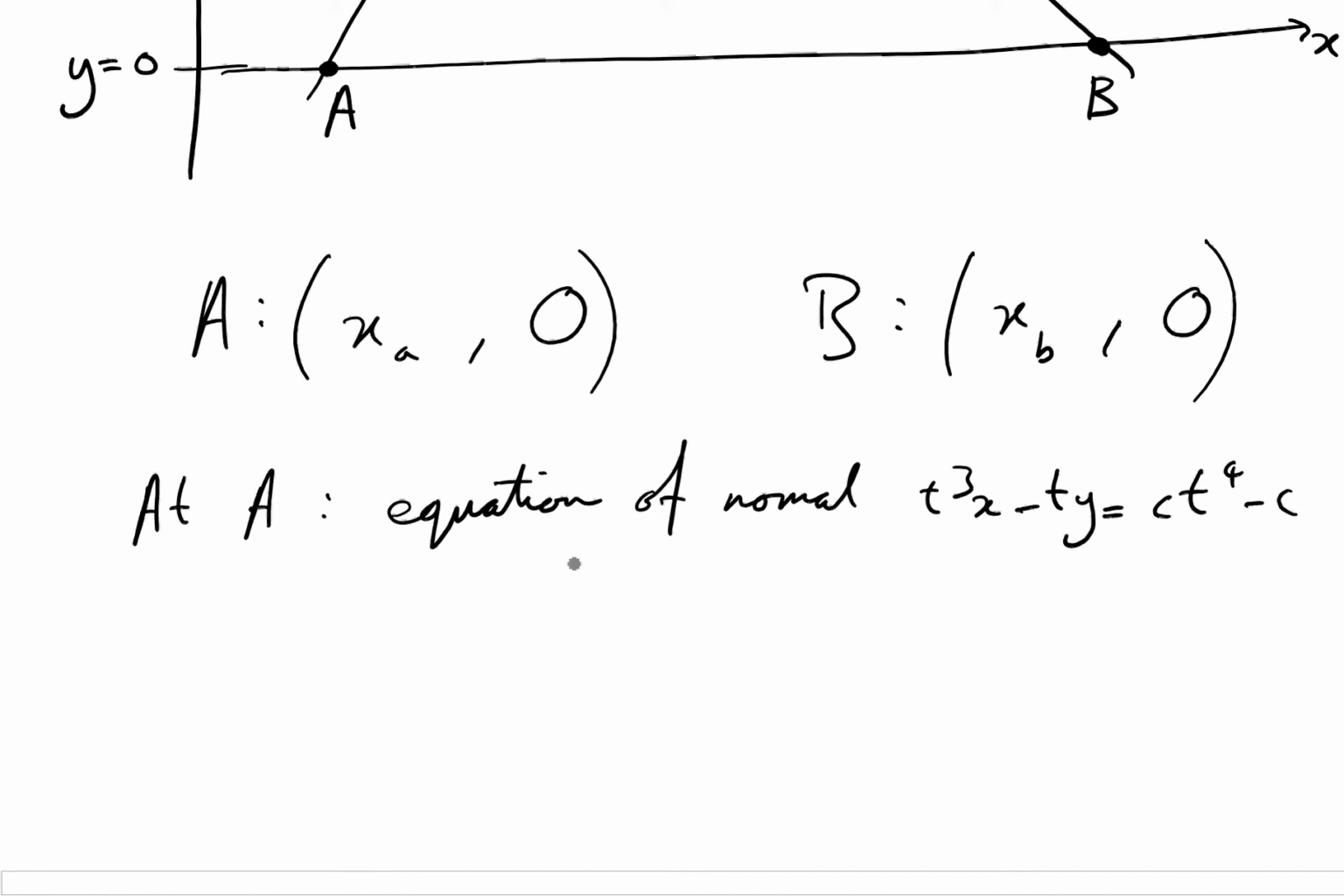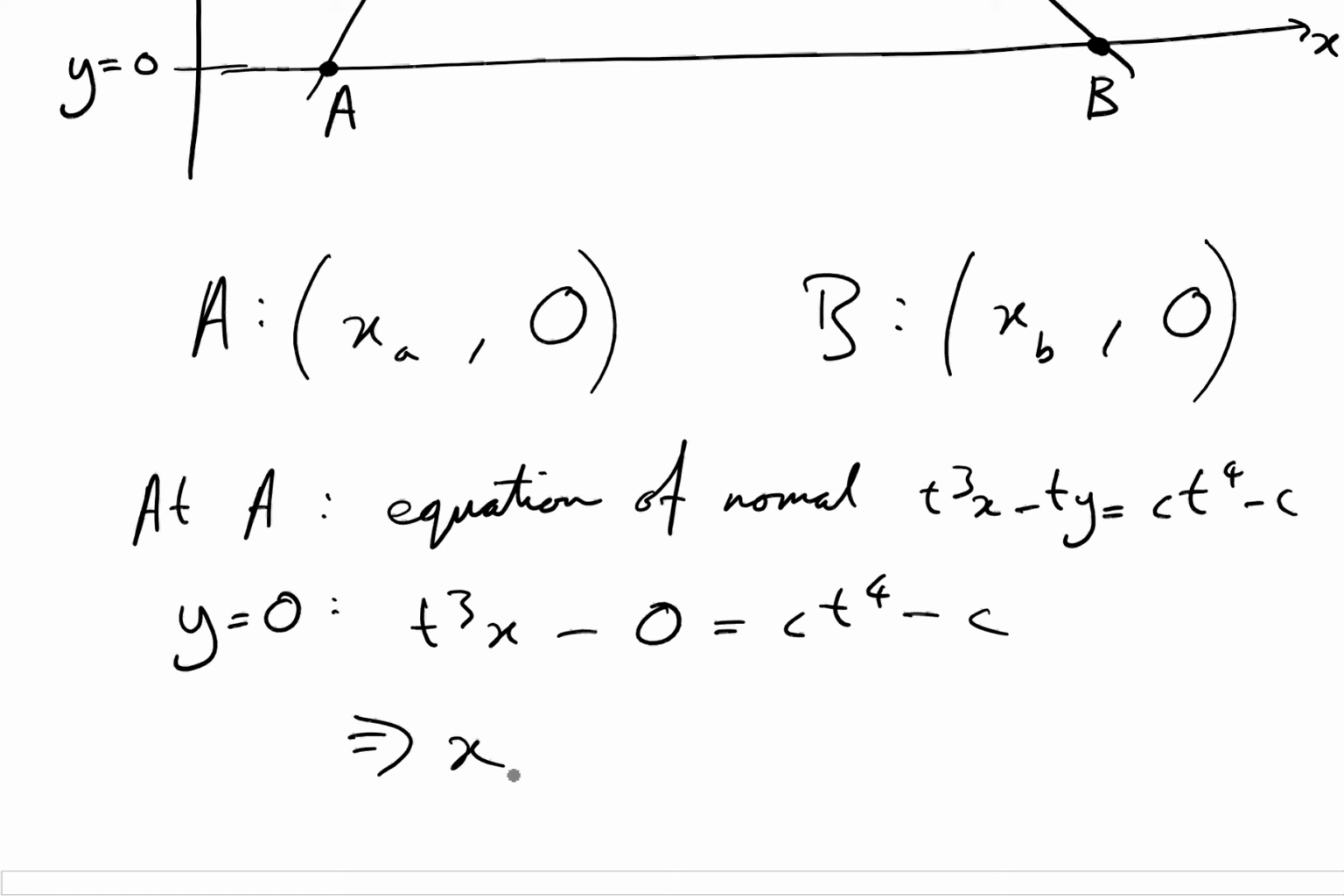So at A, on the equation of the normal, y must equal 0, because it's at A. So we sub in the y coordinate and we'll automatically get the x coordinate out, because there'll only be one unknown, since we give the answer in terms of c and t, if that makes sense. So when y equals 0, we get t cubed x, no y there, minus ty. Well, y is 0, so 0 times t is going to be 0. So that term goes to 0. Then ct to the power 4, and then we've got a minus c here. Let's do a little bit of rearranging to get x on its own.